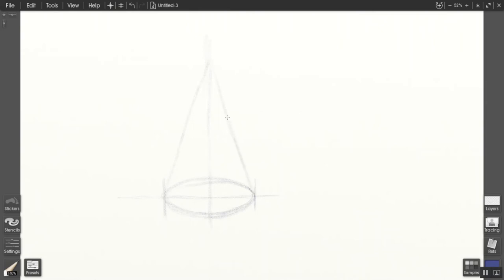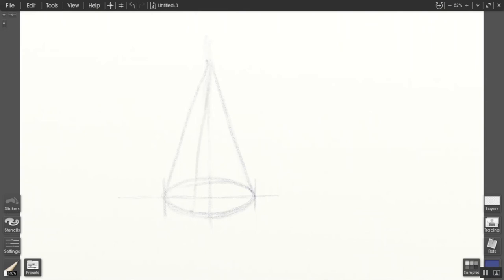Then all I have to do is connect the dots. Pick a point for the height of the cone, or measure it by measuring the width of the ellipse versus the height of the cone, and then connect the dots from the tangent points all the way up.